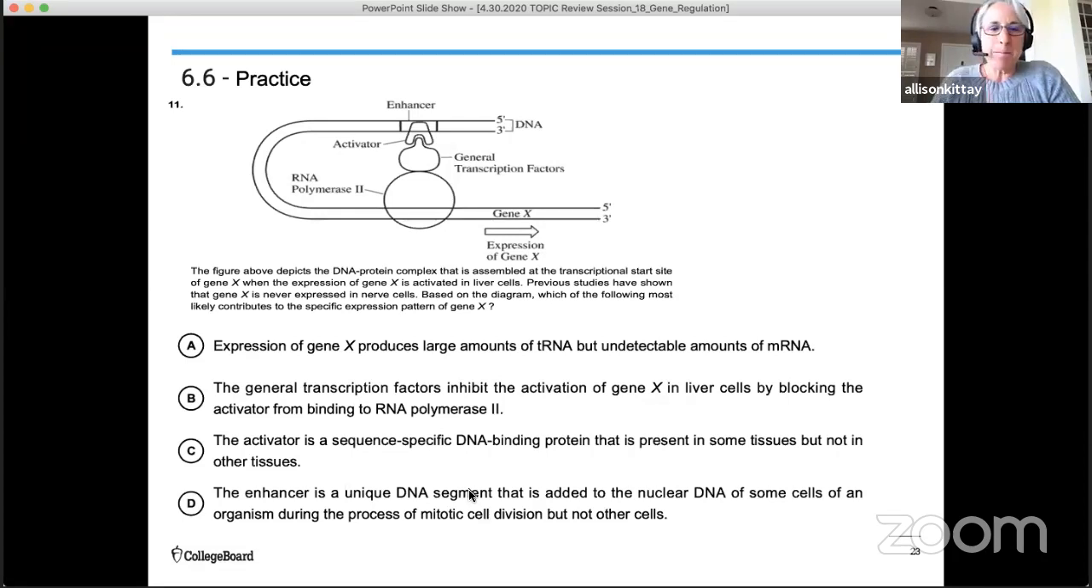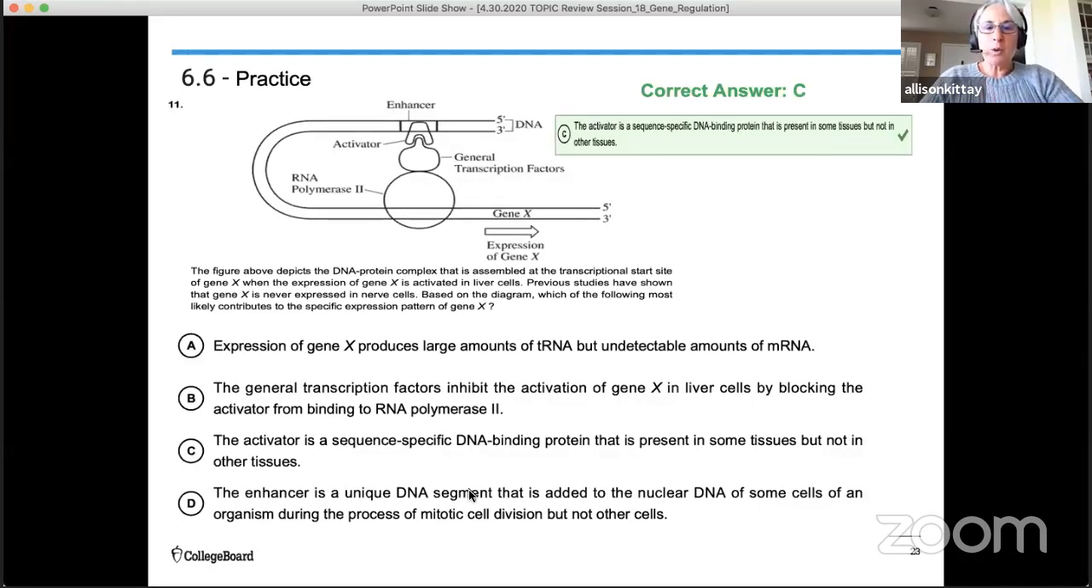Think about yesterday's lesson. B, the general transcription factors inhibit the activation of gene X in liver cells by blocking the activator from binding to RNA polymerase II. C, the activator is a sequence-specific DNA binding protein that is present in some tissues but not others. And D, the enhancer is a unique DNA segment that is added to the nuclear DNA of some cells of an organism during the process of mitotic cell division, but not others. So if you're paying close attention to today's lesson, you should have your answer. And of course, that answer is C.